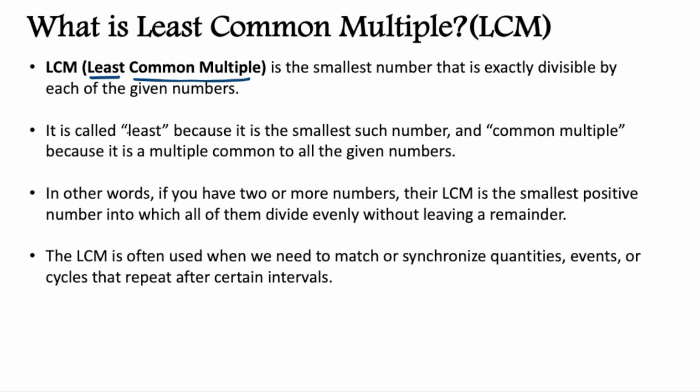The least common multiple is a fundamental concept in mathematics that helps us work with two or more numbers when we want to find a number that all of them can exactly divide. The term least in the least common multiple means the smallest or lowest in value, and common multiple refers to a number that appears in the list of multiples for all given numbers. Therefore, the LCM is defined as the smallest positive number that is a multiple of each of the given numbers.